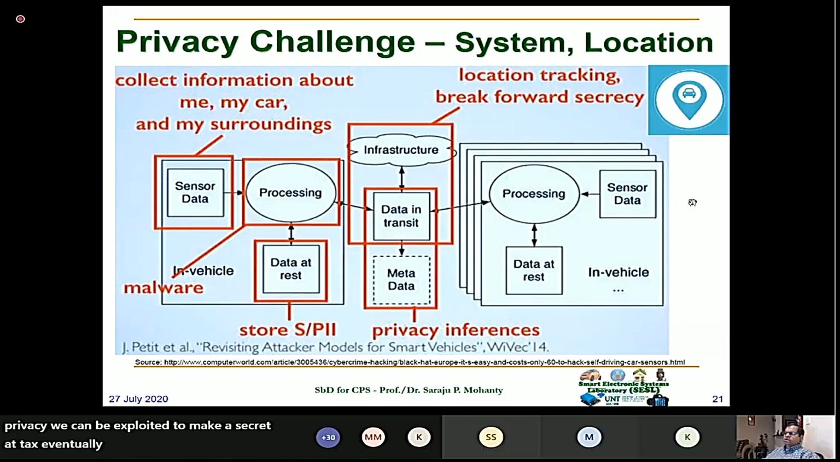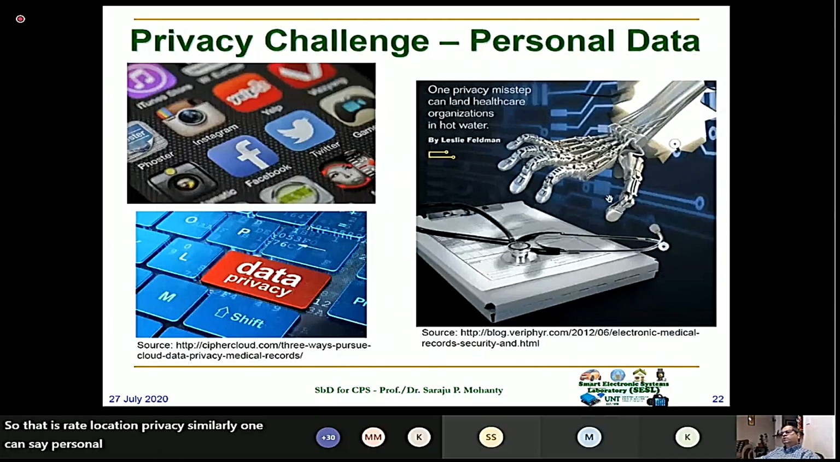Then location privacy. You are in an autonomous car, things are connected to GPS and it's driving itself. So others can basically find out where you are. So that is location privacy. Similarly, one can say personal privacy. That is, somebody should not know your physical or physiological data and so on. So that's the personal privacy aspect.